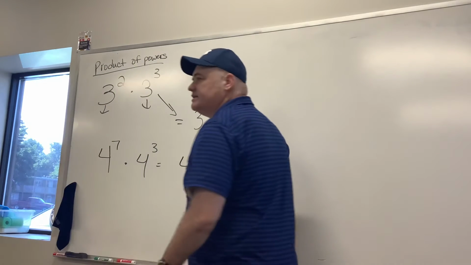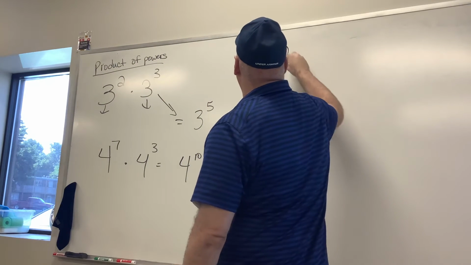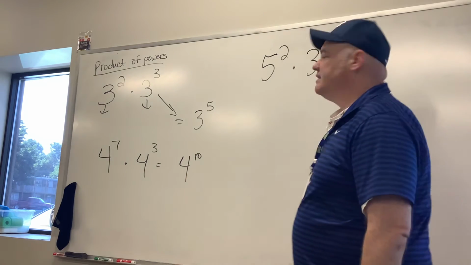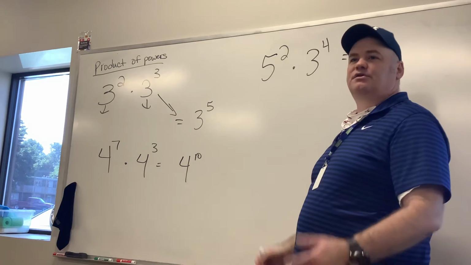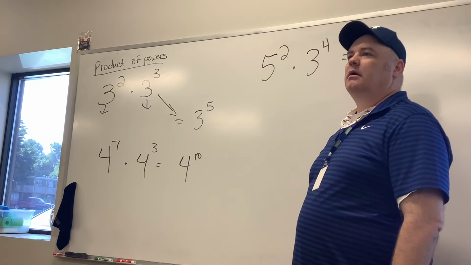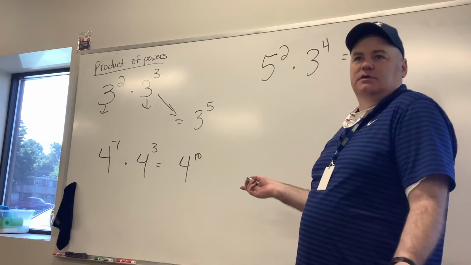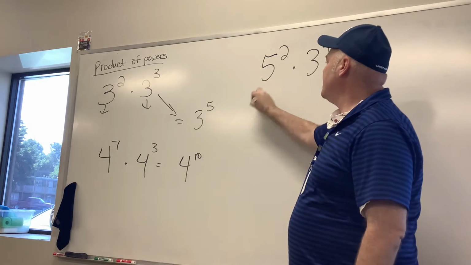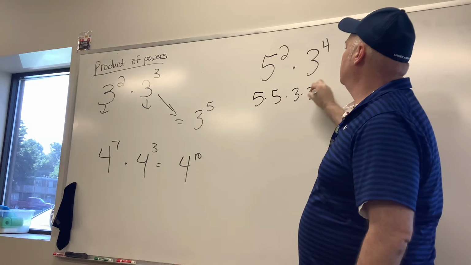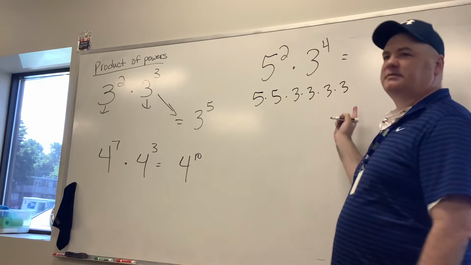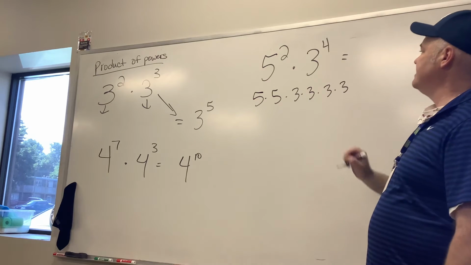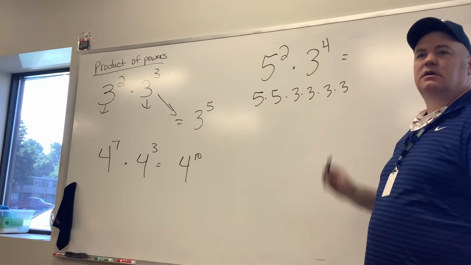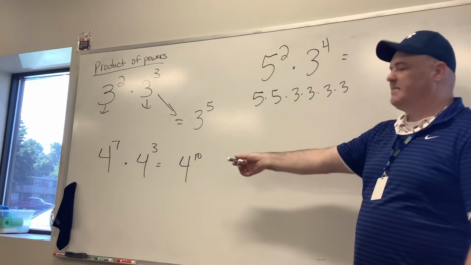If I had this, where the bases are different, I can't do this rule. Because which base would you choose, right? Is it 5 to the 6th power? That's not what this is. Let's write this out. Is that 5 to the 6th power? Nope. Is that 3 to the 6th power? Nope. That's not 6 3s. So you can't do this unless the base is the same.